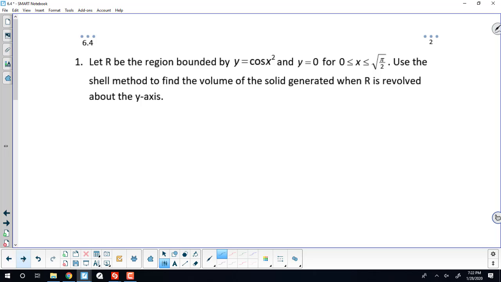So case in point, y equals cosine of x squared. This is cosine of x squared, not cosine squared. Cosine of x squared. y equals 0, for x in between 0 and root pi over 2. Use the shell method for the volume revolved about the y-axis.